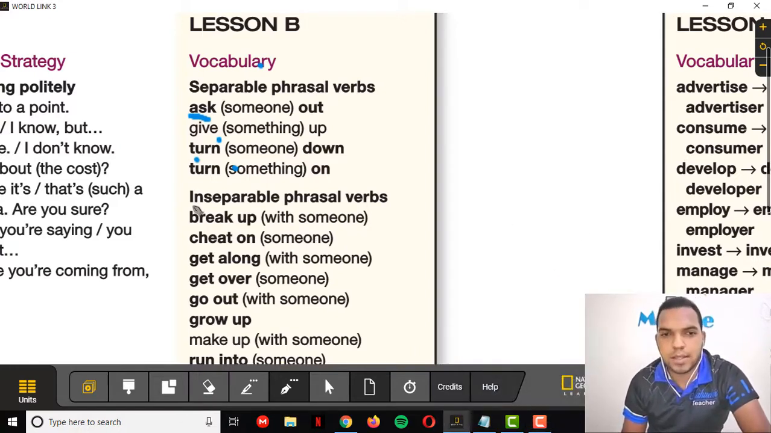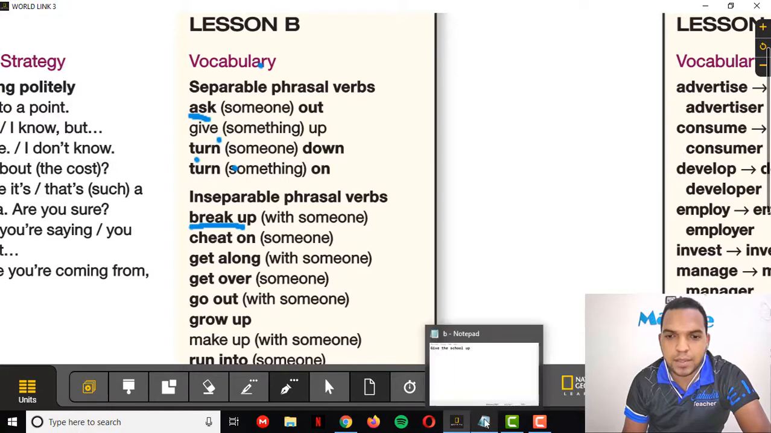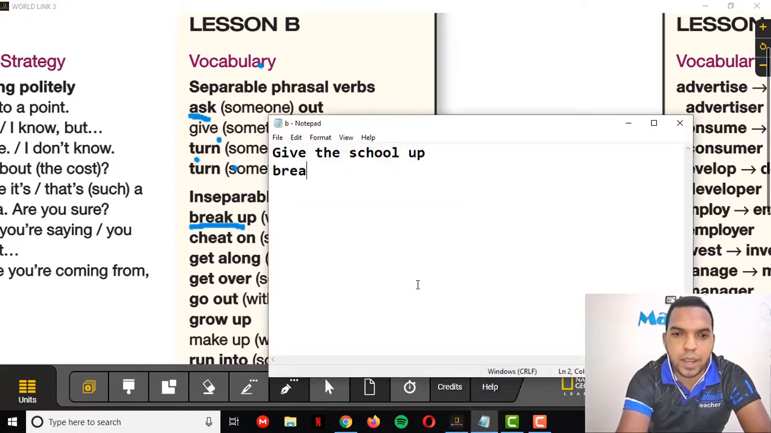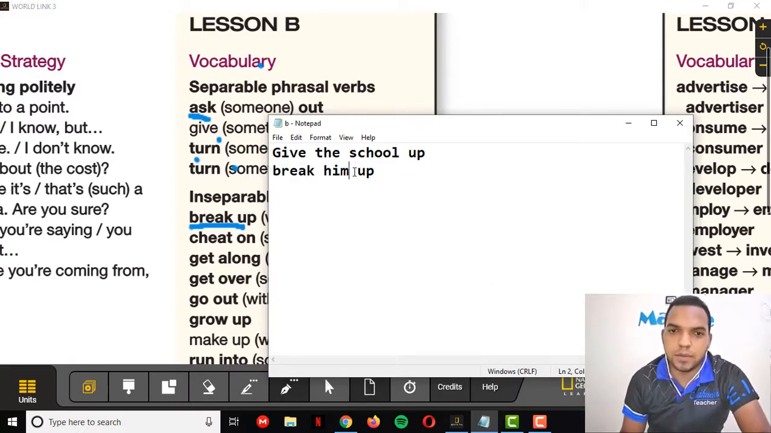With the other ones, that is the inseparable phrasal verbs, we have, for example, break up. When they say inseparable, it's because this phrasal verb cannot be separated. It is impossible for us to say "break this up." So we have to say, obligatory, "break up," and we cannot say "breaking up," for example. This is incorrect. So you have to use the pronoun at the end.